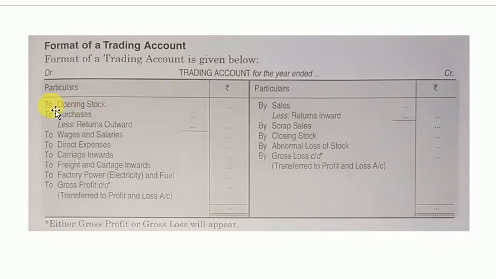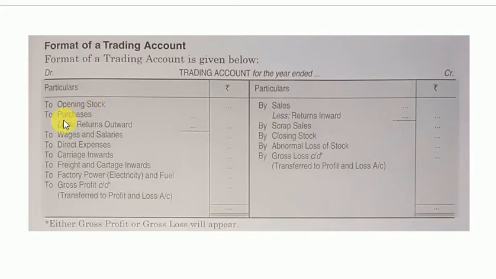So proceed towards the first item on your debit side, that is opening stock. Now what is opening stock? The stock which remains in a business at the beginning of the year, that means as on the opening day of the business after completion of 1 year, that is the opening stock. That means on 1st April 2020, if there is any stock remaining in a business, that stock will be known as opening stock.